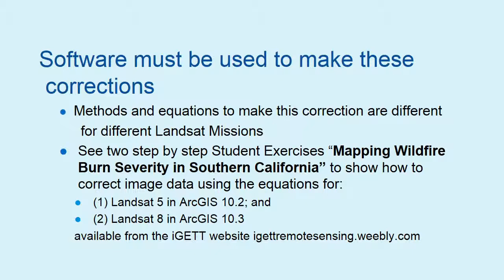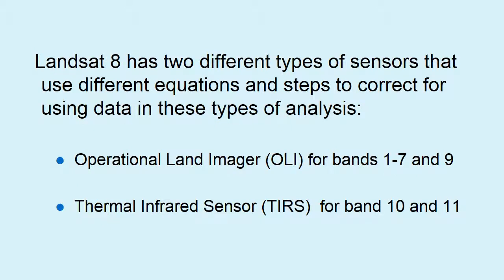There is another YouTube video out there for Landsat 5 and 7 corrections. There are also two exercises on the iGETT webpage that show how to use the corrections in Landsat 5 using ArcGIS 10.2 and for Landsat 8 using ArcGIS 10.3. One thing I want to stress is that Landsat 8 has two different instrument packages. One of them is the Operational Land Imager, or OLI, and the other is the Thermal Infrared Sensor, for bands 10 and 11.